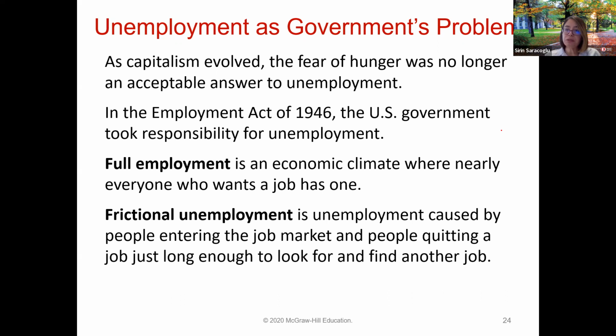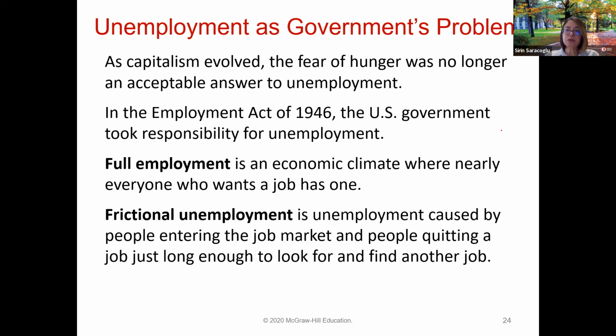Right? People will be quitting their jobs for better pay, or for jobs that will fit their skills better, or people will be quitting their jobs in order to retrain themselves. Okay, they might be going back to school to get a master's degree, or they might be going back to school to finish their college degree, so that they will be more efficient in the job that they do. So frictional unemployment is actually not a bad thing. It will lead to a more efficient use of labor in the economy.